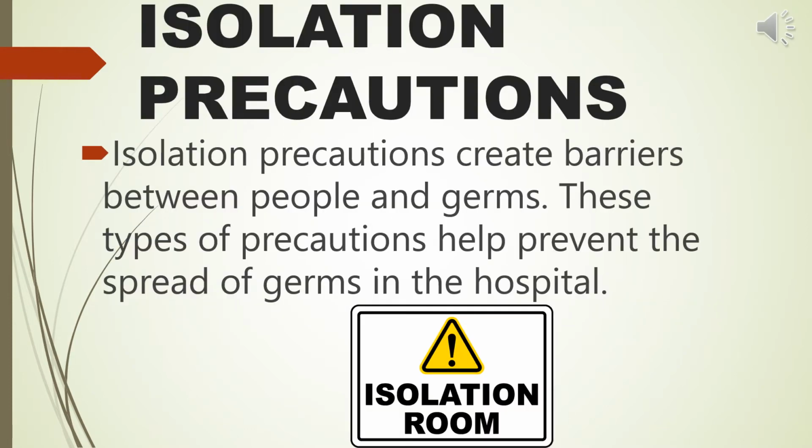First one is the isolation precautions. What are isolation precautions? Isolation precautions create barriers between people and germs. These types of precautions prevent the spread of infection in the hospital. You can see this sign. This is the sign of the isolation room, that is to stay away from it. It mainly acts as a barrier between the people and the germs, so crowded areas should be avoided at that place. You can see this sign on the screen, mainly in the hospital.